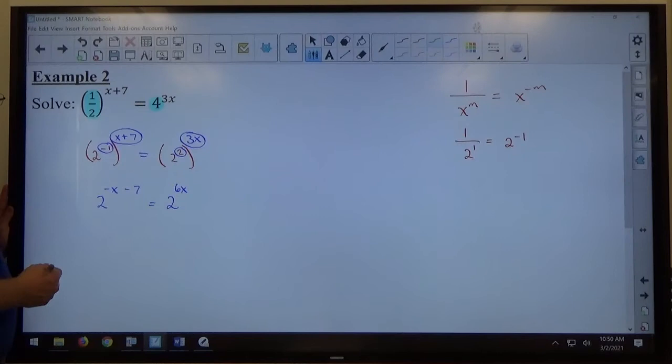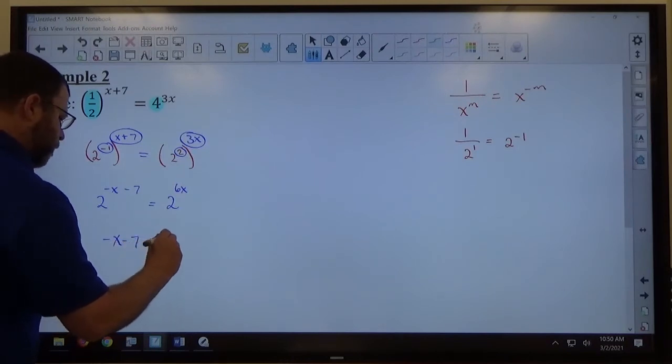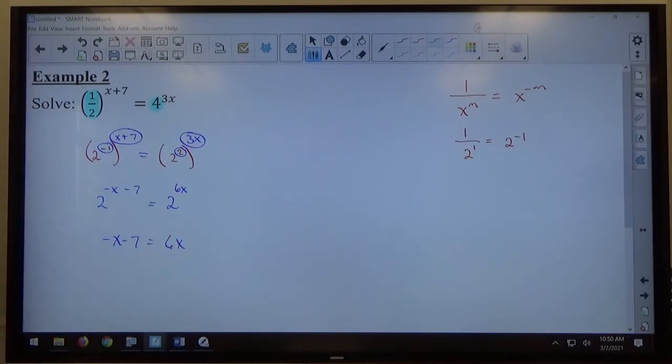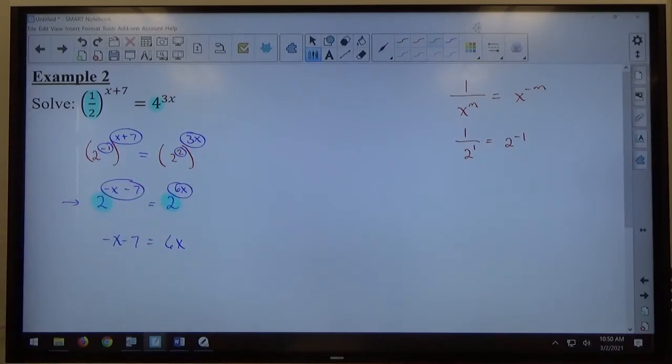At this point, the bases are the same number, so once the base equals the base, that means the power equals the power. So again, once I get to this point where these are the same number here and here, I'm allowed to say this power is equal to that power. That's the only way that's possible.